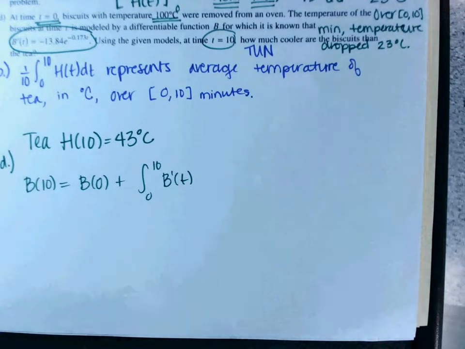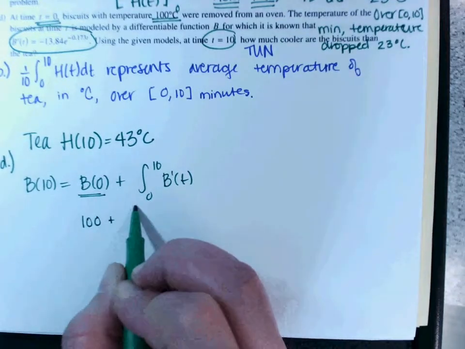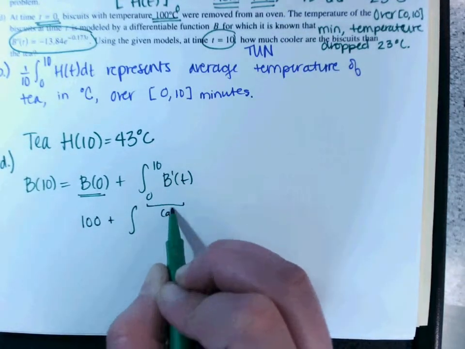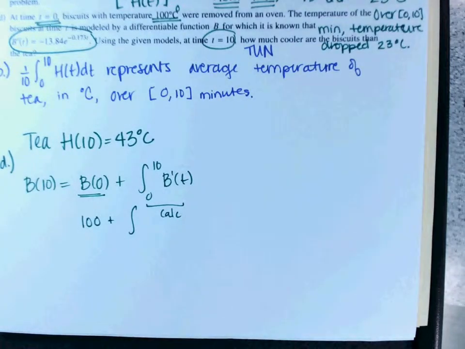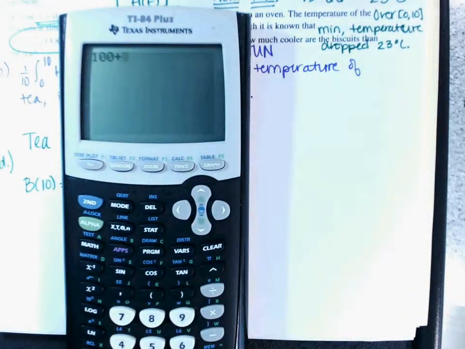So B of 0, we said the biscuits at 0 were 100 plus. And then this integral I would do in the calculator. So when I type it in, I'm going to go ahead and do 100 plus in front of my integral so I don't have to remember to add it later.